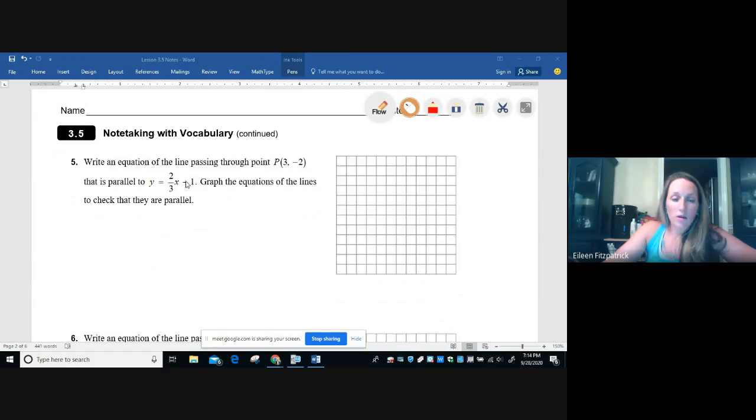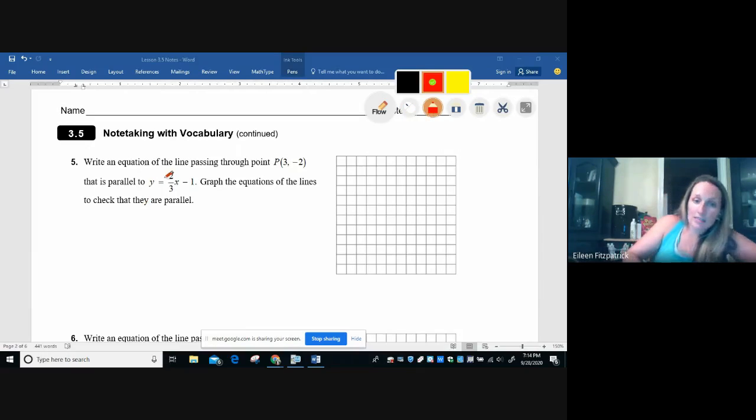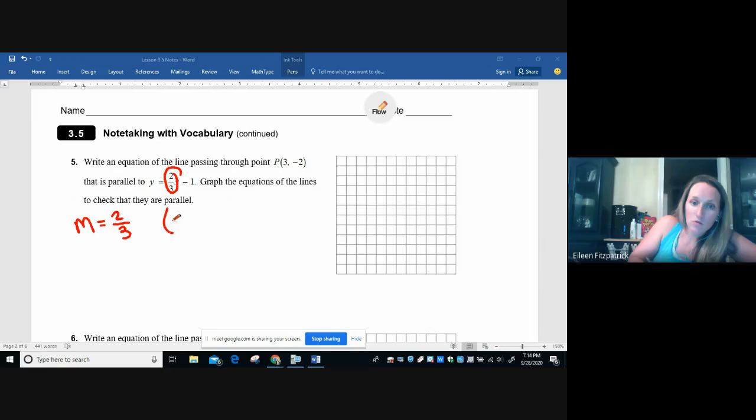All right, so if you want a line that's parallel to this line, that means you're going to steal the slope, right? Lines that are parallel have the same slope. So steal the slope. That means that your line has a slope of 2/3 and your line goes through the point 3, -2. In order to write an equation of a line y equals mx plus b, you need to know two key pieces of information. You need to know the m, the slope, and you need to know the b.